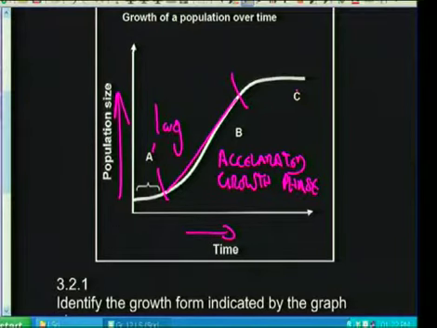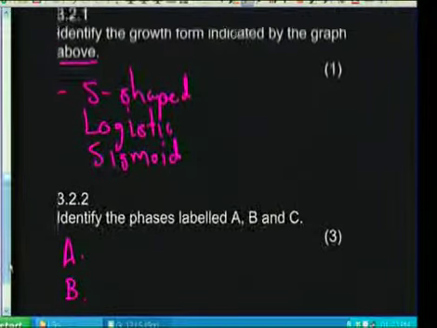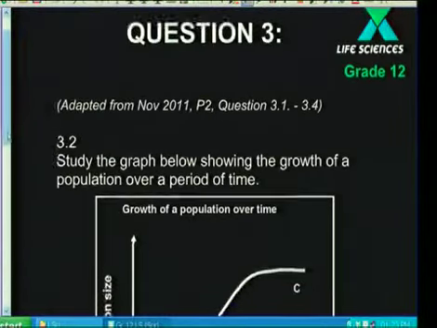When we look at C, guys, here we see during C the population becomes more or less stable, and we say that is the stationary or equilibrium phase, where the population fluctuates around a specific level. So we've answered those questions. Let's move on to more questions on these graphs.